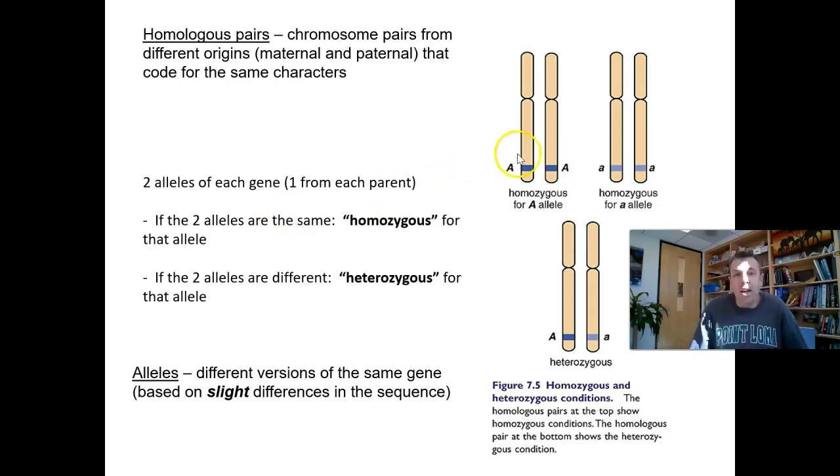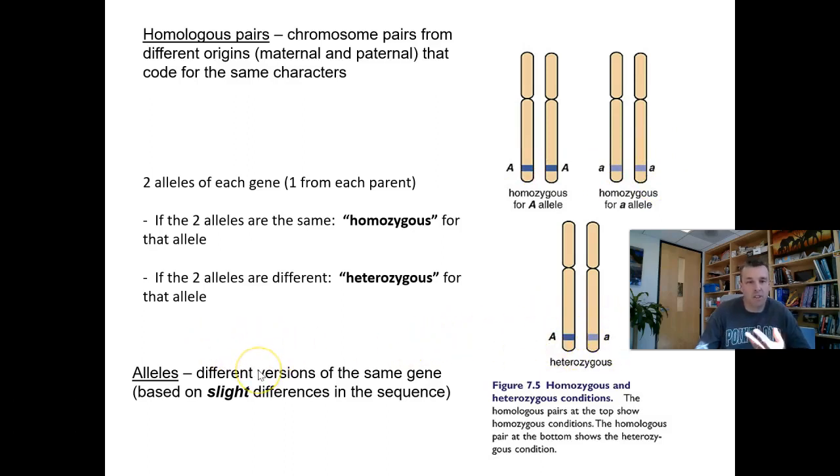Right? And so there are going to be 2 alleles for every gene, because we got one from mom and one from dad. And if those 2 alleles happen to be the same, we call that homozygous. Right? Homozygous means you have the same alleles, one from mom and dad. If it's different, then it's heterozygous. Right? So this would be homozygous for the capital A allele, homozygous for the little a allele, and then heterozygous in this case. Right?